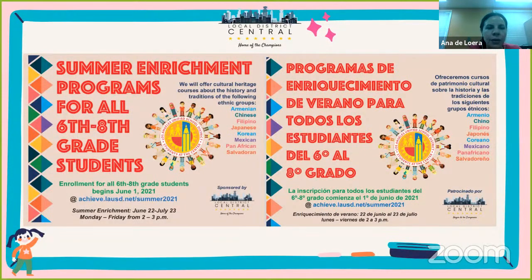Oh, and next year we have the summer enrichment programs for all 6th through 8th grade students. And you're welcome to take a picture of the page so you know where to go at achieve.lausd.net/summer2021. And the summer enrichment begins June 22nd to July 23rd, Monday through Friday from 2 to 3.